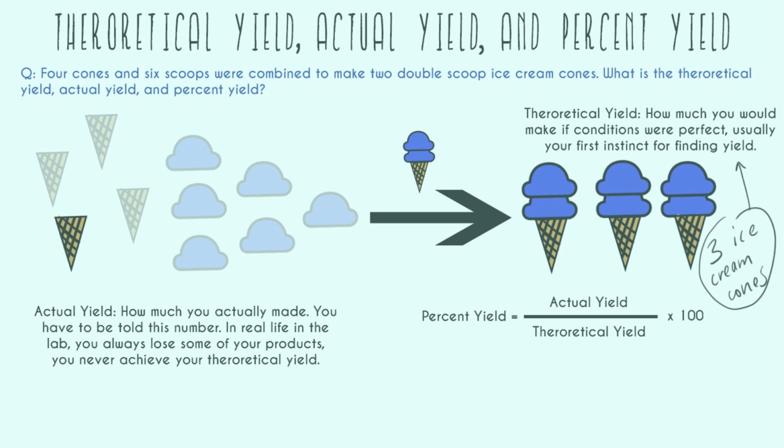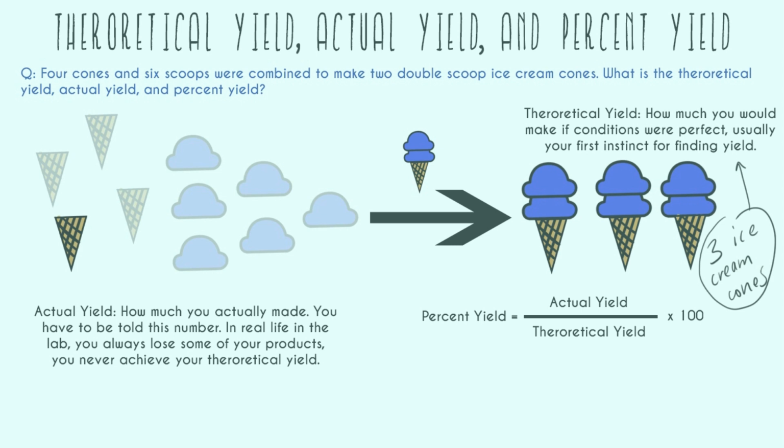And so actual yield is something that real scientists are really used to dealing with. And so that's why they're going to start including it in problems for people that just started taking chemistry. It just always happens. You never get your perfect goal. You always lose some of your product. And so that's why you have to be told it, because it's different every time depending on what happened. And again, it doesn't mean you drop a bunch of it every time. Your actual yield may always be 97%, but in the lab, we're never going to get 100%.